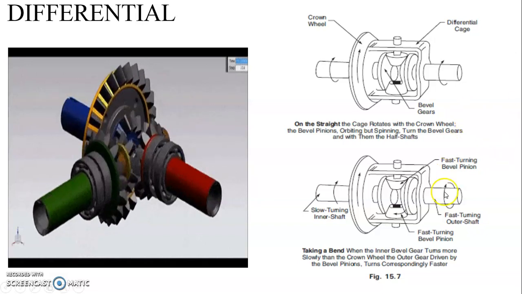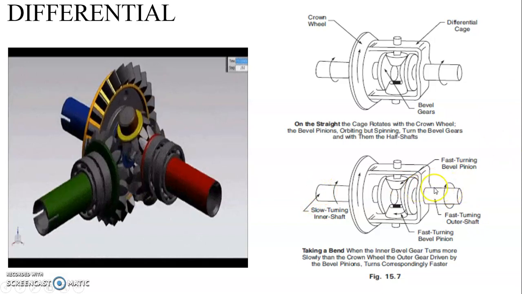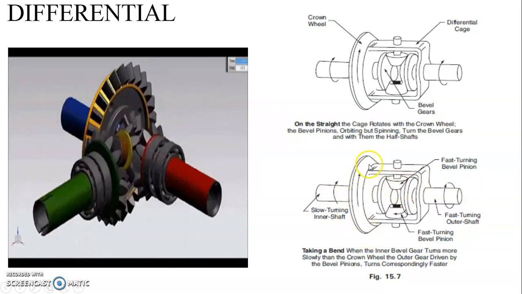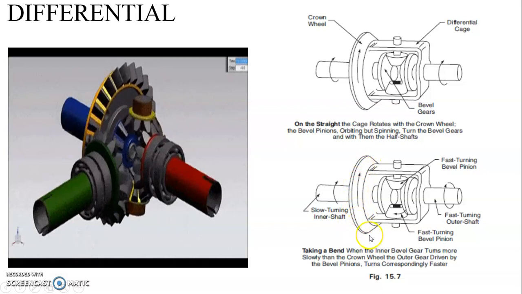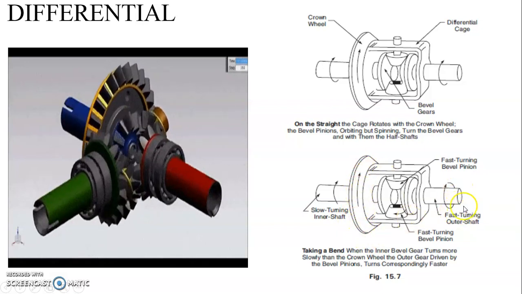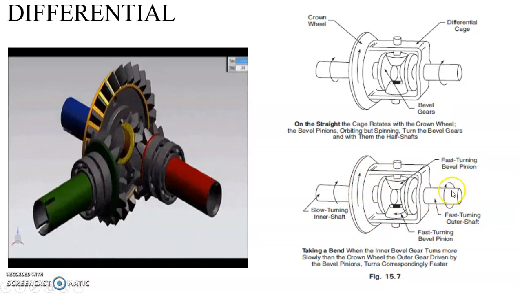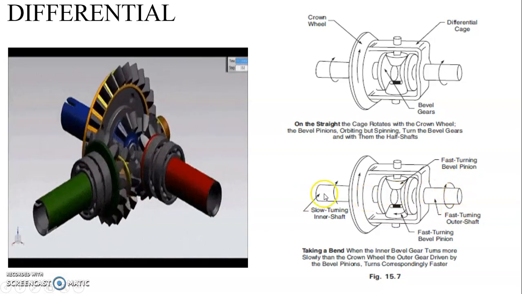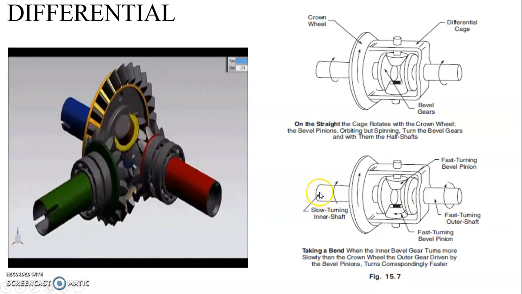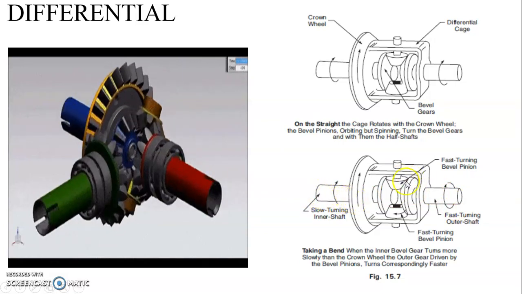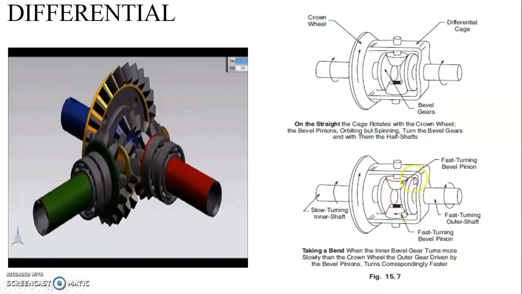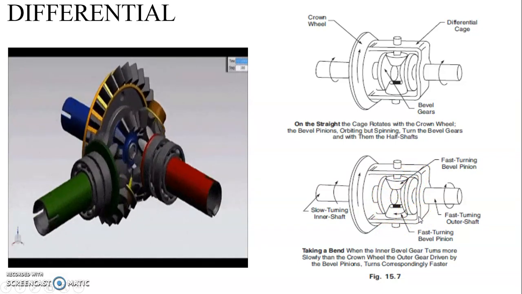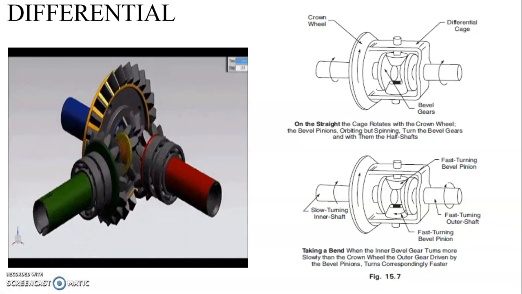Okay, means here the power is given, suppose the speed is capital N RPM, then where we require more distance to travel, it will be capital N plus small n RPM. Okay, and on the other side it will be reduced by small n RPM. Okay, and the direction of these sun gears will rotate opposite to each other. Okay, just see, that's why there will be the reduction in the speed.